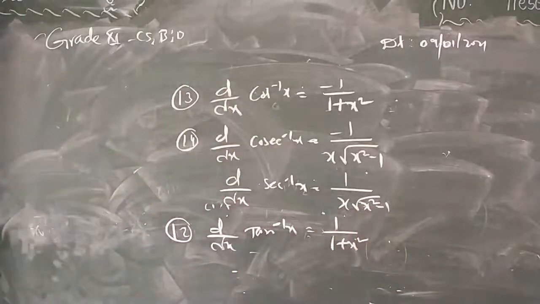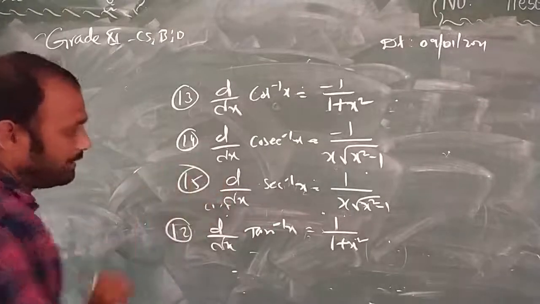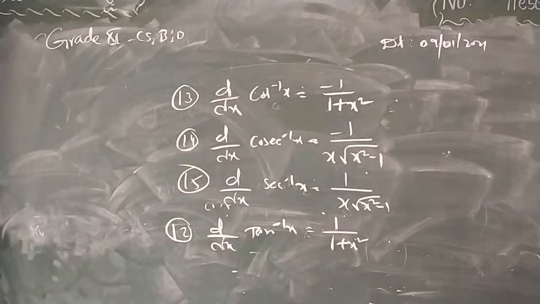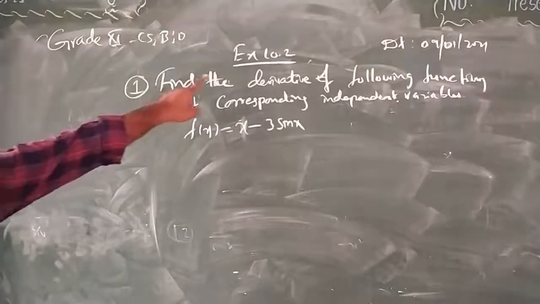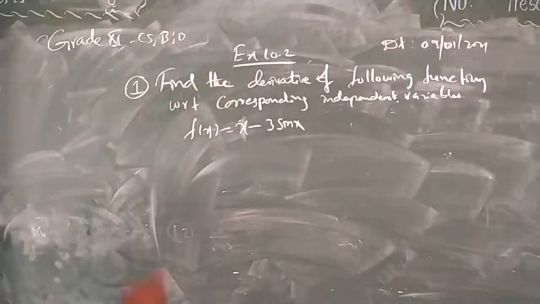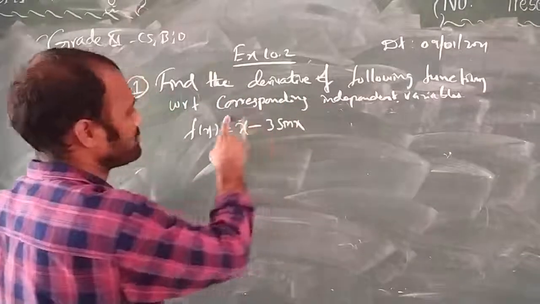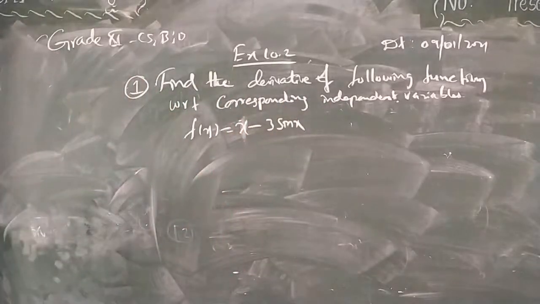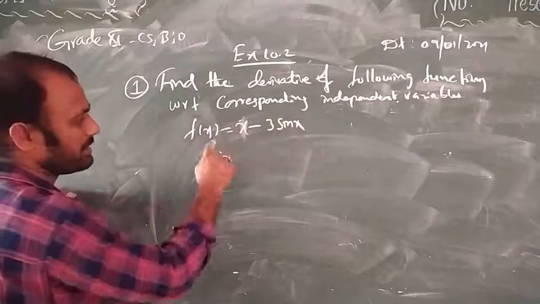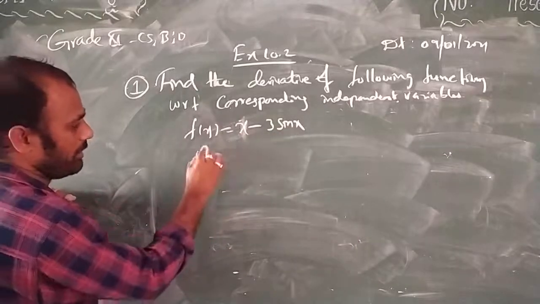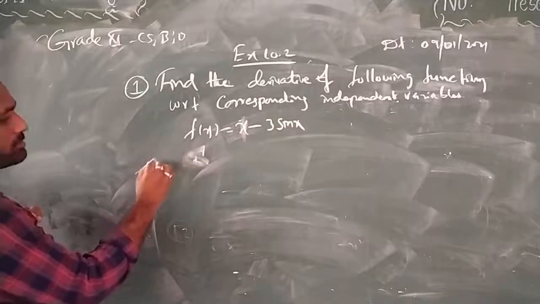So these are the various derivative formulas which we have to remember in order to solve the problems. Let us see the 10-point exercise first question. Find the derivative of the following functions with respect to the corresponding independent variable. So here the variable is x, so we need to do f dash of x. So let us see the answer.